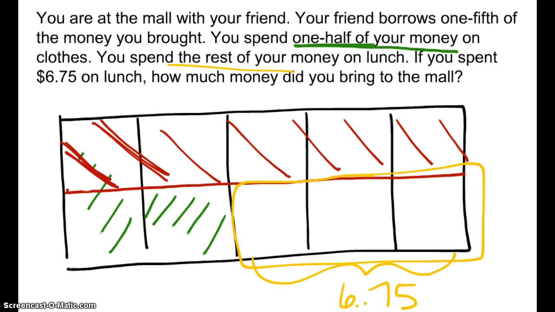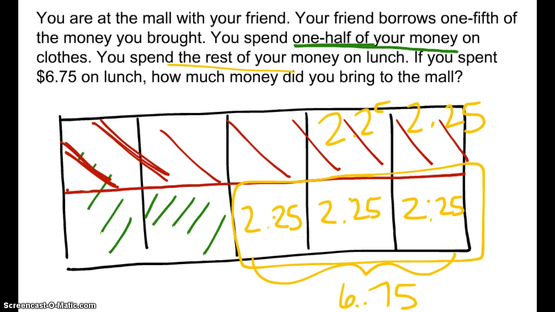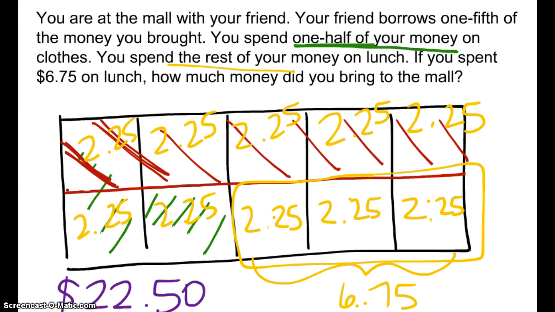And if I take $6 and split that among 3 pieces, I get $2 in each. And then if I take 75 cents and split it by 3, I get 25 cents. So now I know that each box is worth $2.25. All of these boxes are worth $2.25. So then once you add everything up, you should get a total of $22.50.